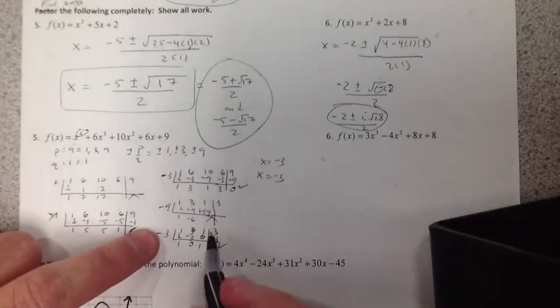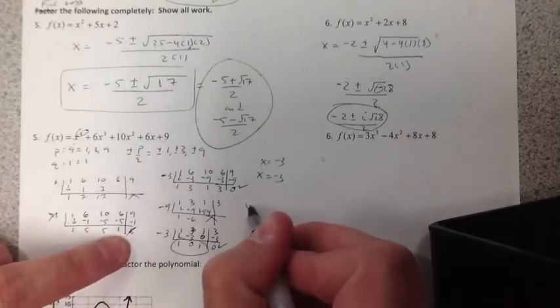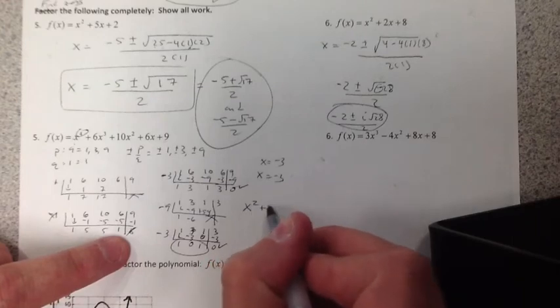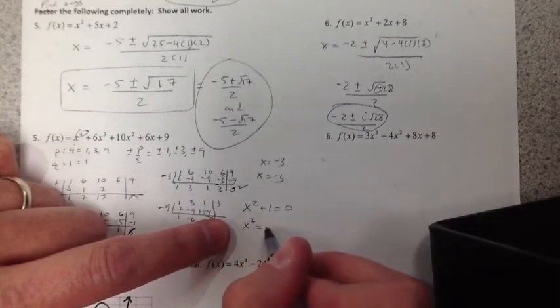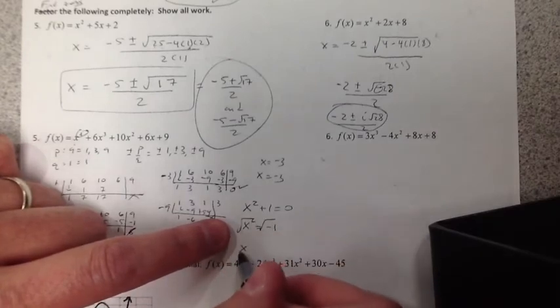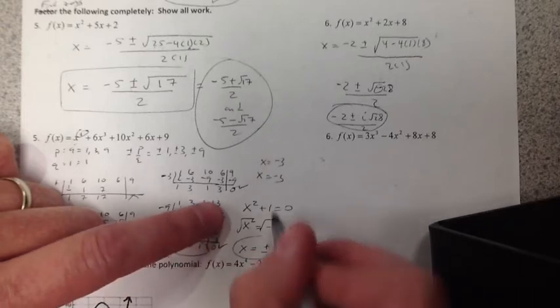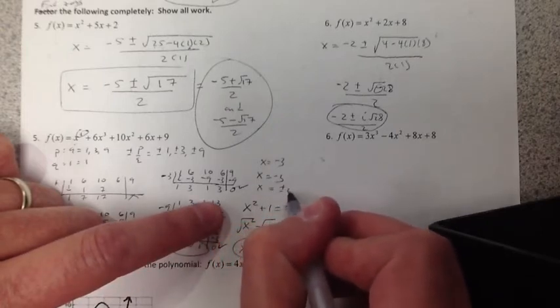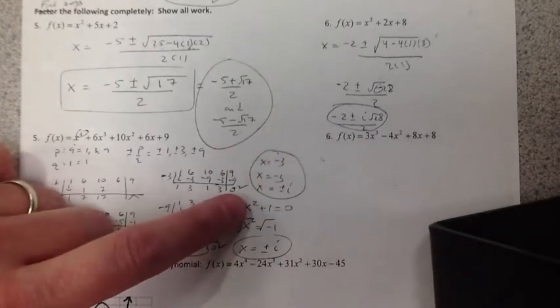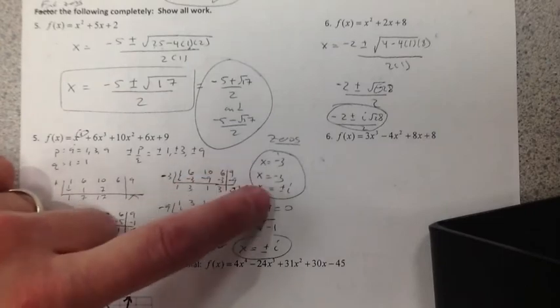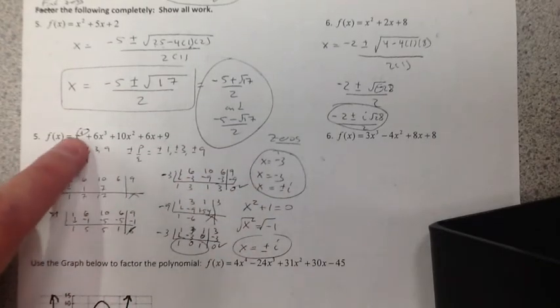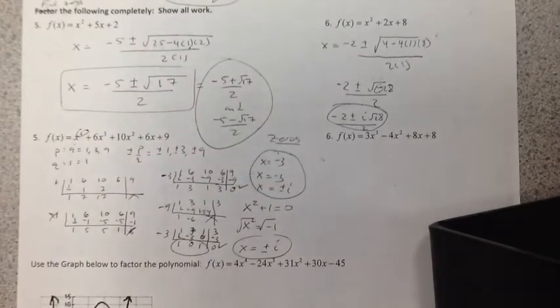And now my last two come from my reduced polynomial. x squared plus 1 equals 0. And we've solved this one already. We get x squared equals -1. Take the square root. We get x equals plus or minus i. And those are our other 2. So we get our zeros right here: -3 twice, and plus or minus i, which gives me my 4 roots. So go ahead and try number 6, and we'll take a look at this one tomorrow as well, okay?